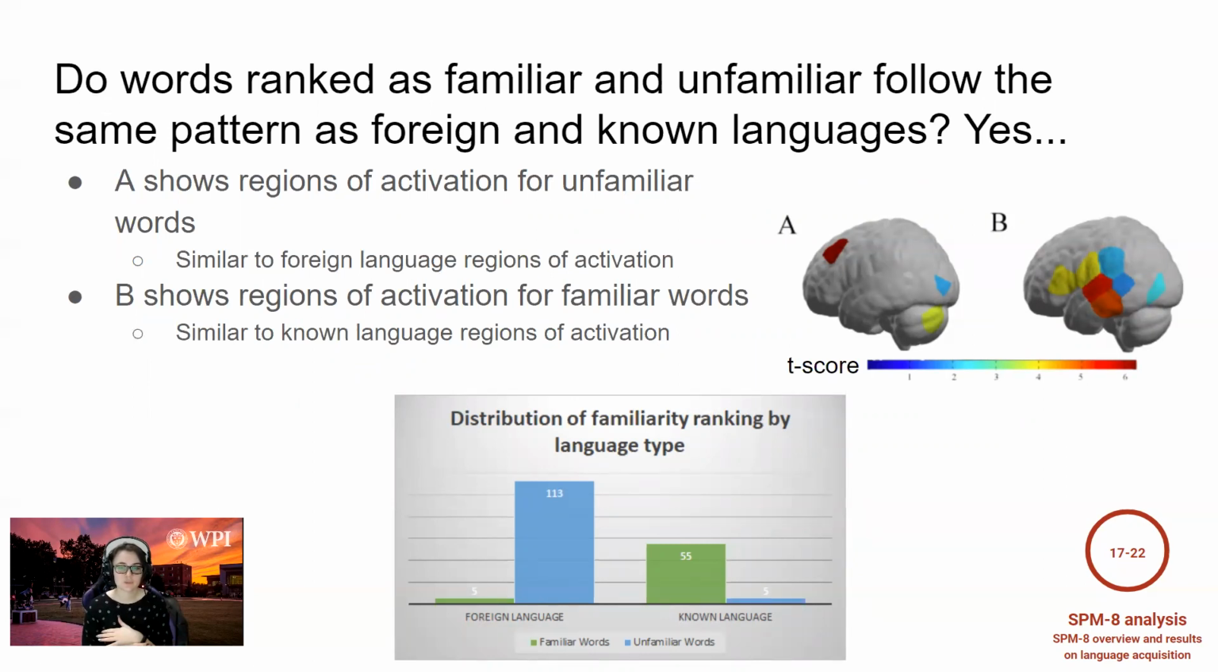And then I also just wanted to point out that this is a really small data set, with really small instances of familiar words that were in a foreign language versus unfamiliar words in a known language. So there could have been not much impact shown there. It could have just been overwhelmed by the familiar words in a familiar language and the unfamiliar words in an unfamiliar language.